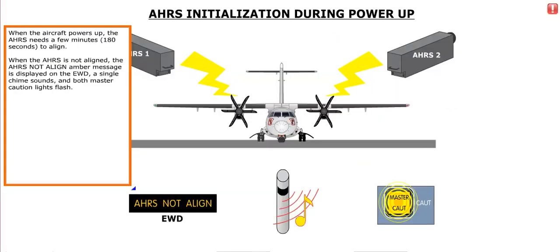When the aircraft powers up, the AHRS needs a few minutes to align. When the AHRS is not aligned, the AHRS not align amber message is displayed on the EWD, a single chime sounds, and both master caution lights flash.